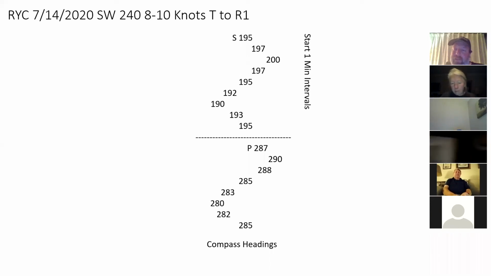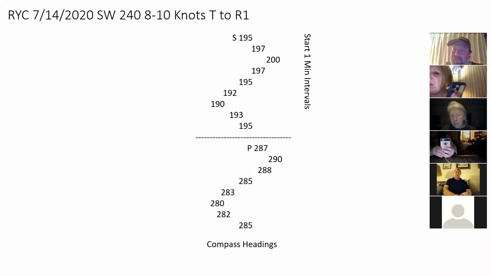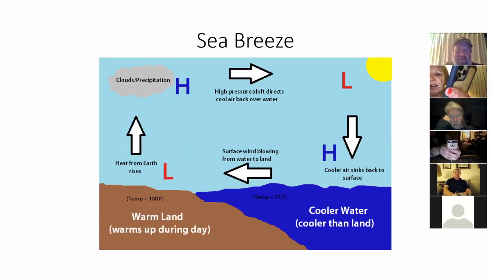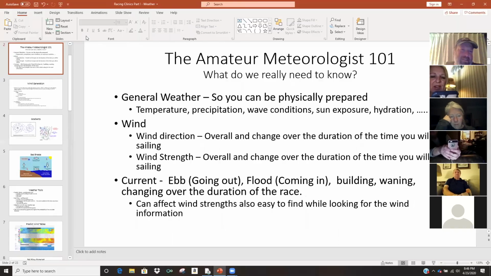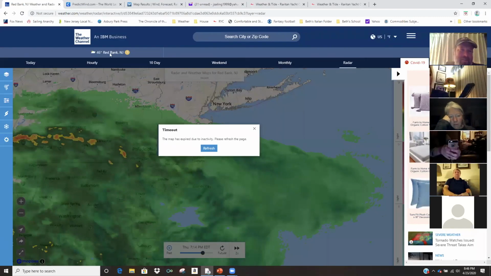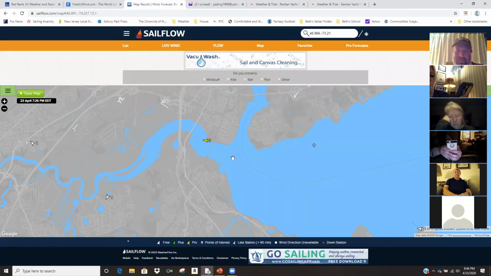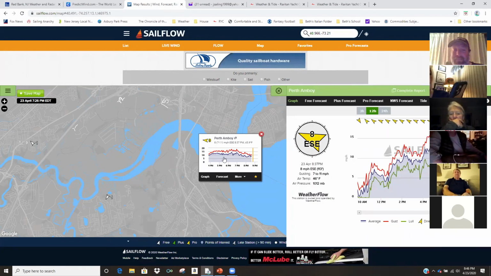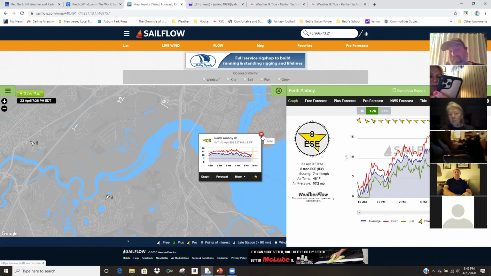Hey, Frank, it's Dan. The RYC weather app, the Davis WeatherLink, is hooked up and working. What's it say? It says it's 46 degrees, wind south-southeast at 8, pressure 29.96. That's pretty close. It is working then. I got 9 at southeast from the SailFlow one, which is pretty accurate, so that's pretty close.